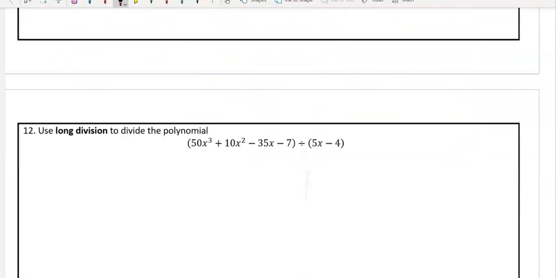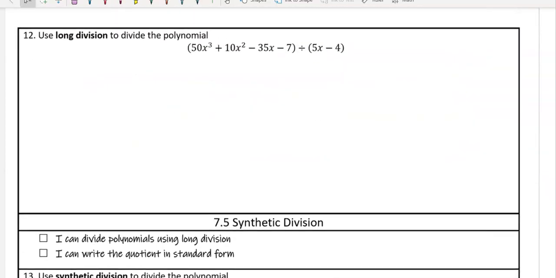All right, number 12. Use long division to divide the polynomial. All right, another long division. So we set it up. 5x minus 4.